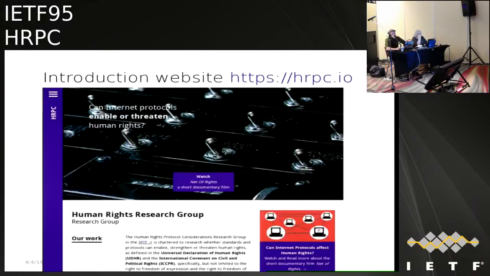To make this topic also more accessible for people who are not necessarily going to every IETF, we created a website, hrpc.io, which introduces the work, gives an overview of the drafts, and also the film that was screened at the last IETF, Net of Rights, can be seen there. And after every IETF or intermediary meeting, we'll also put short reports there, some links. You can also see the mailing list traffic there to give people a low barrier of entry and more accessibility to the work.